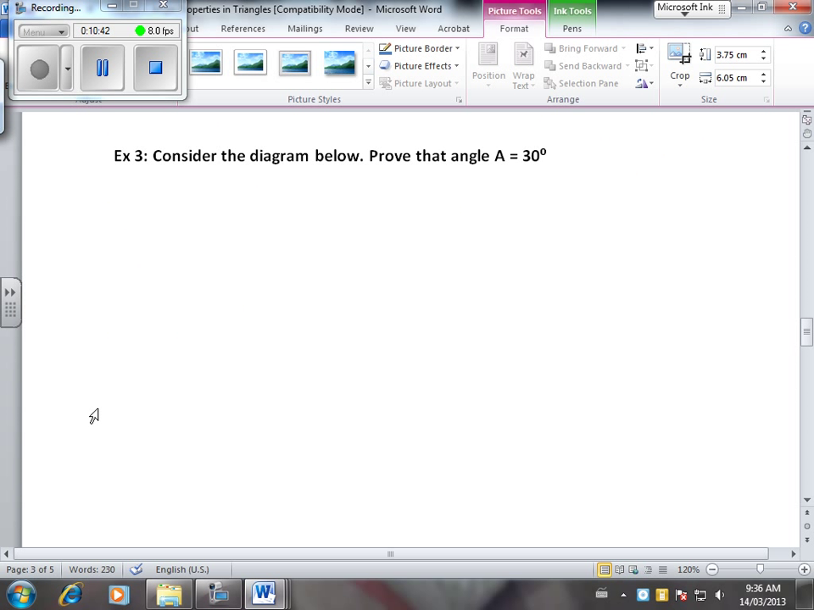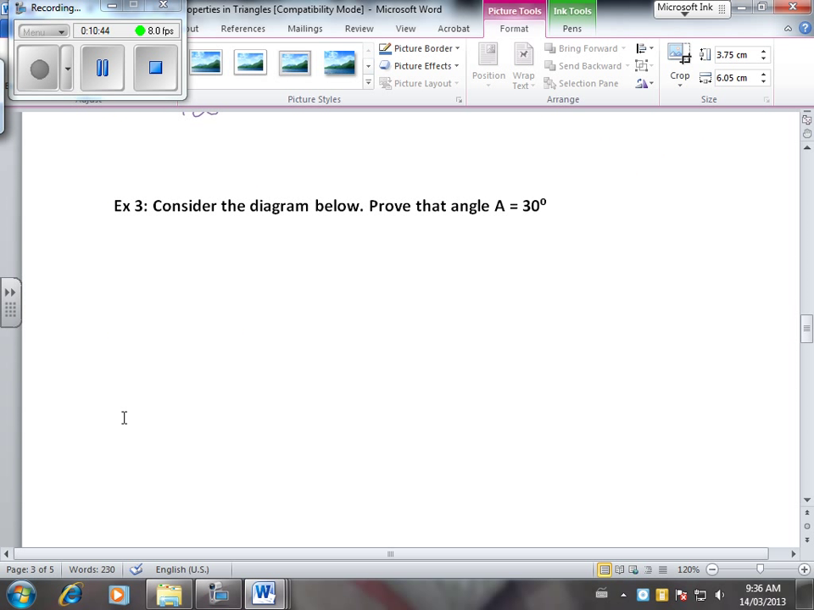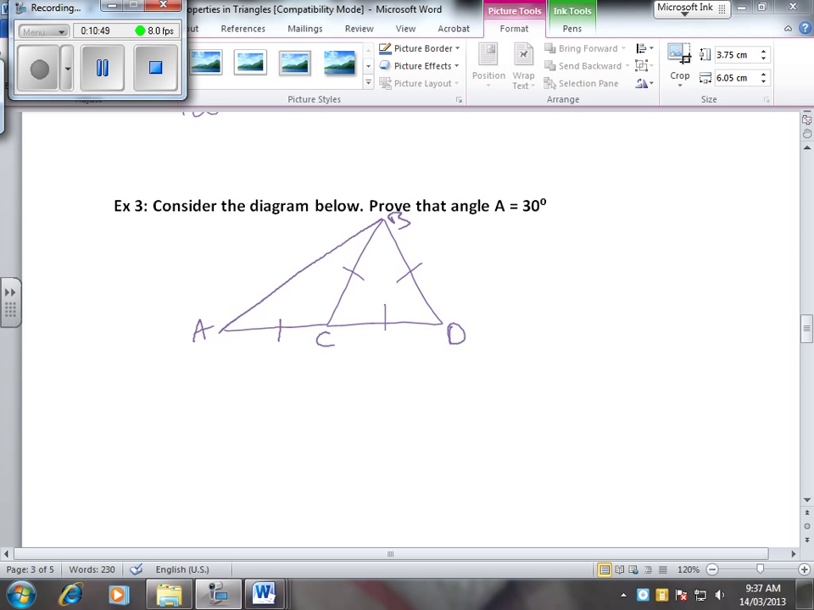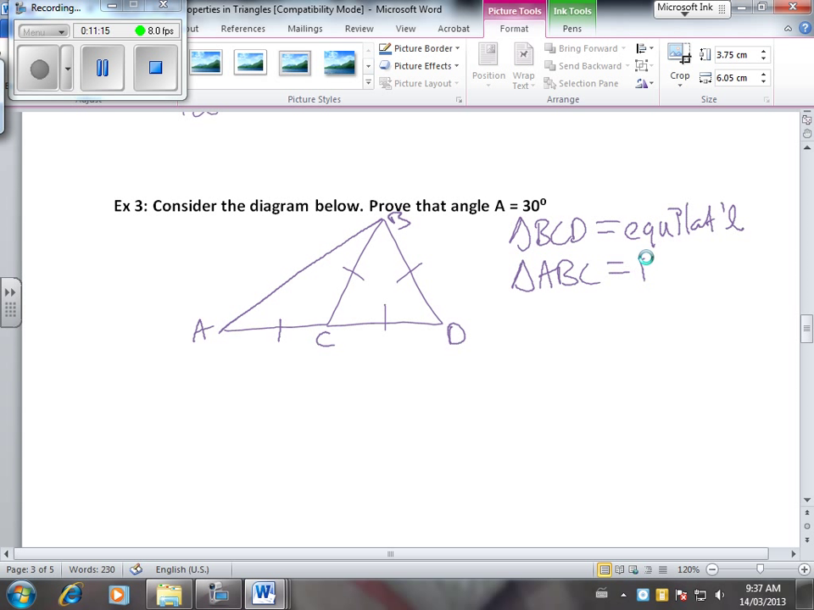So consider the diagram below and prove that angle A equals 30. I'm just going to draw the diagram for you. If we look at our diagram, we have two triangles attached to each other. Triangle BCD is what kind of triangle? Triangle BCD is an equilateral triangle, and triangle ABC is isosceles.